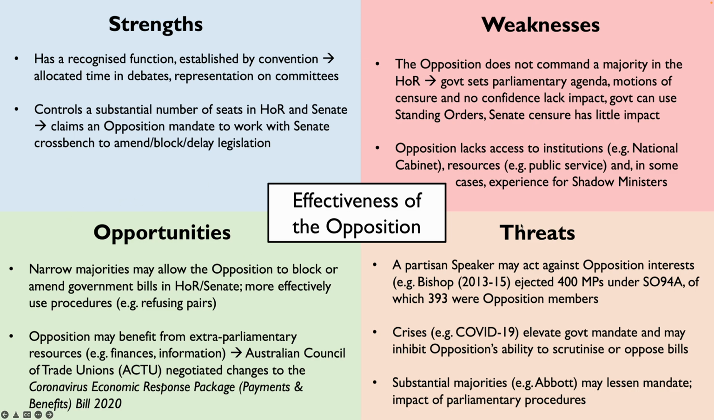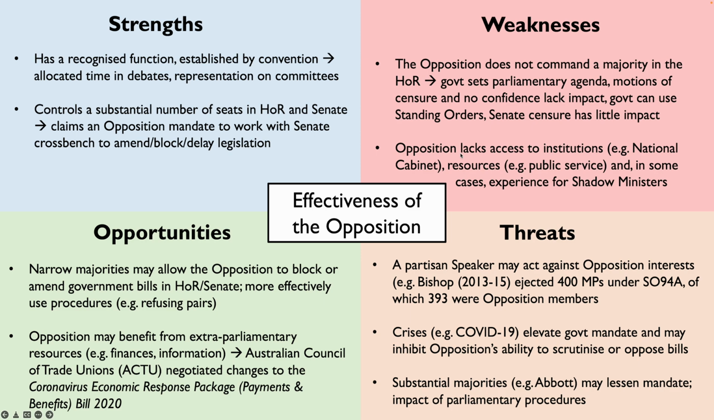And there may be other circumstances that appear every now and then that might completely undermine the opposition and result in a weaker opposition. So we can think of narrow majorities, which is certainly relevant for the 46th Parliament, which will allow the opposition to block or amend government bills more effectively, especially if you can entice a couple of members of the government to cross the floor, a la the religious freedom bills. They can more effectively use procedures like refusing pairs, forcing the government to depend on and organise their party so that every single member votes every time.